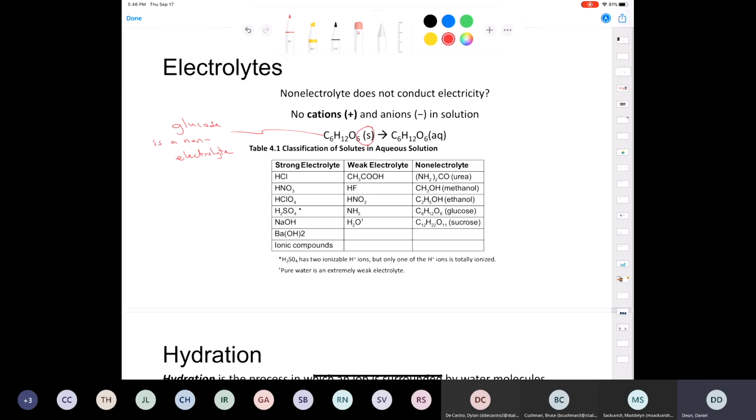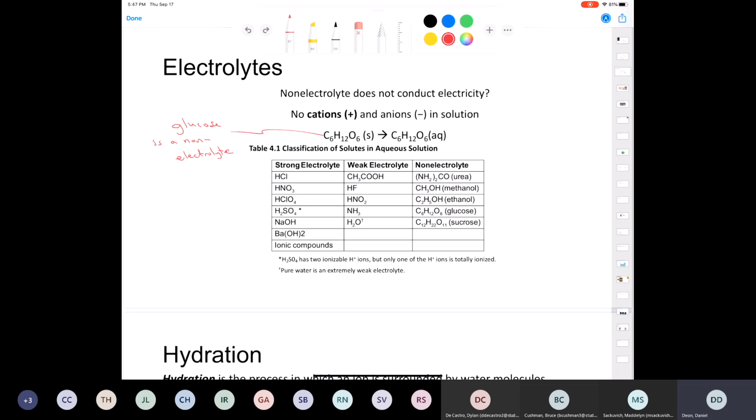Because when you take solid sugar and you put it in water to make an aqueous solution, it still remains intact. I don't see any cations and anions here, do you? I don't see a plus or a minus around the glucose. No, there isn't. It remains completely intact. And so glucose is not an electrolyte.